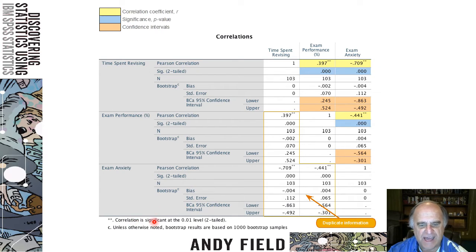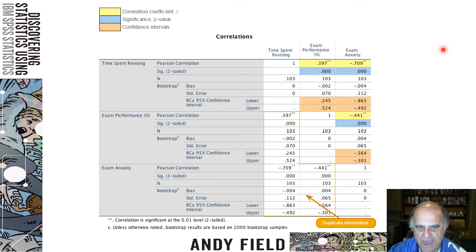You can see that the significant ones have been marked. These two asterisks here and two asterisks here indicate that the correlation is significant at the 0.01 level. If it was significant at the 0.05 level, there would be one asterisk.